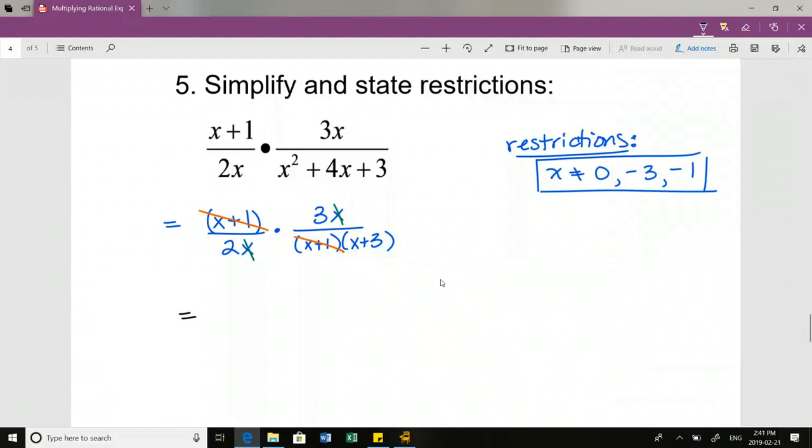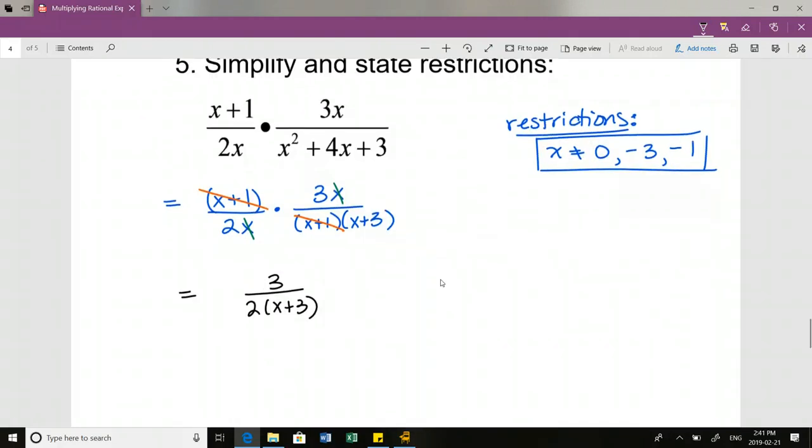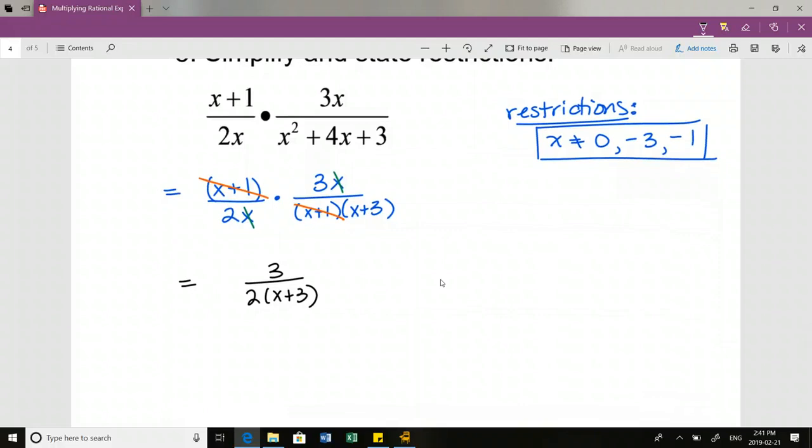Well, on the top we have 3, and on the bottom we have 2 times x plus 3. Okay, notice that in this case I actually left the brackets on that x plus 3 because it's 2 times that whole thing. So it's actually important that we maintain those brackets. And it's not necessary for me to bring that 2 in because factored form is simplest form. So I'm actually just going to leave it in factored form.